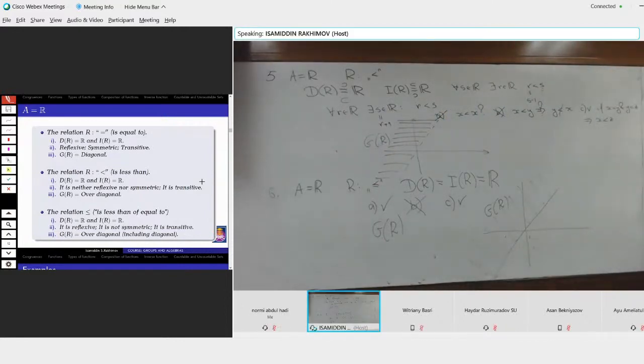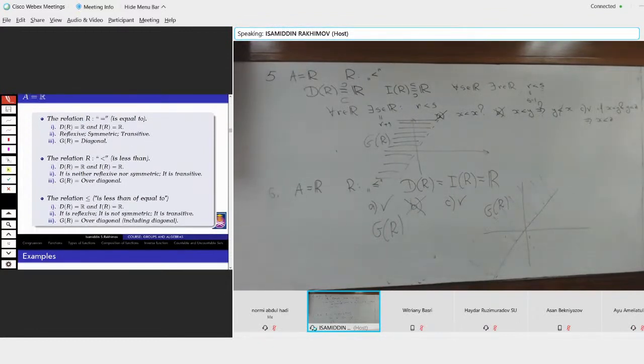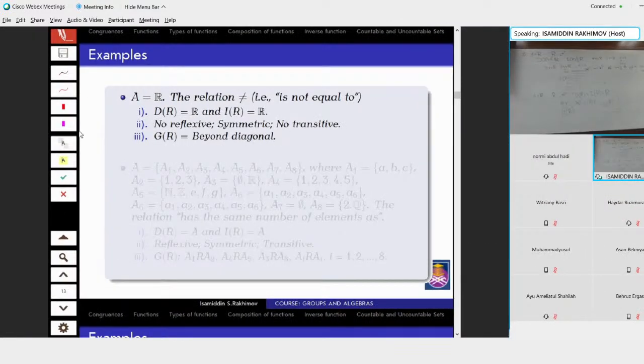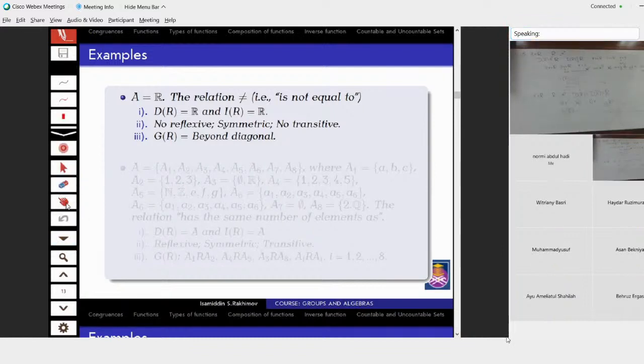This is the less than or equal case. Okay, now the not equal case. Again, domain is R, clearly can be seen. So domain is R, the range is R.